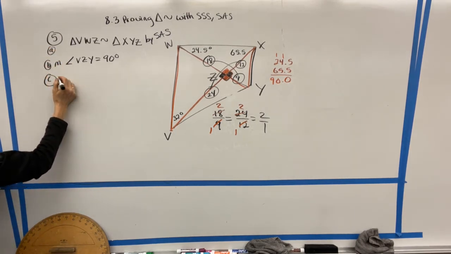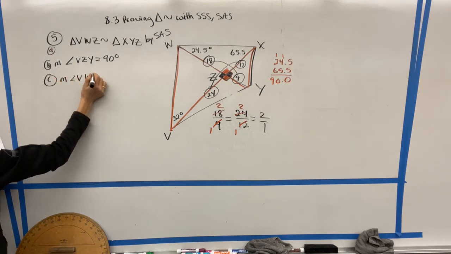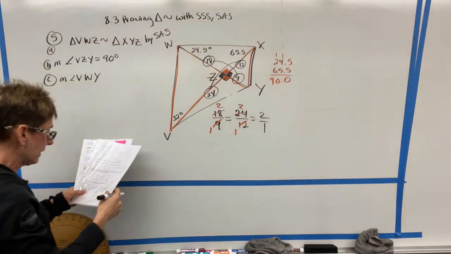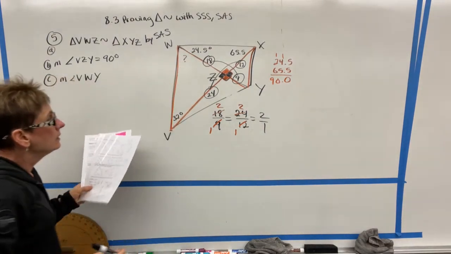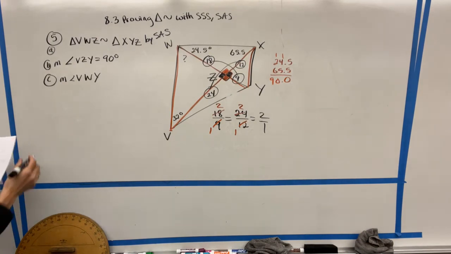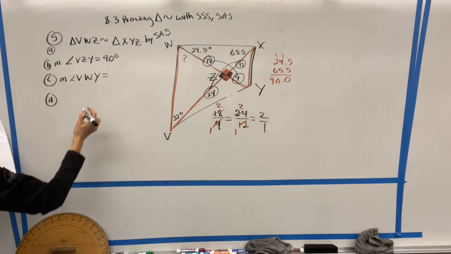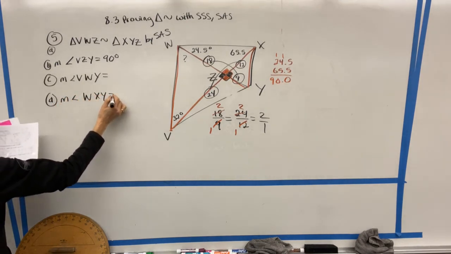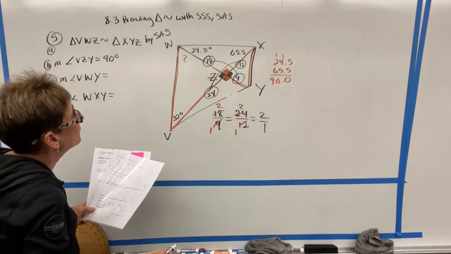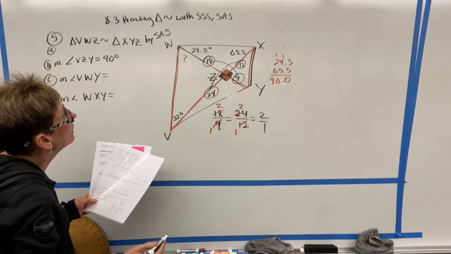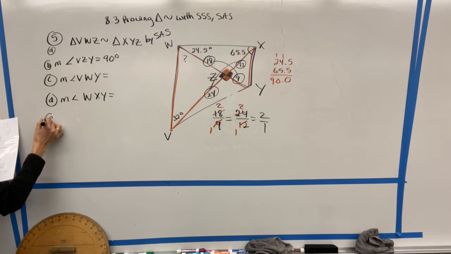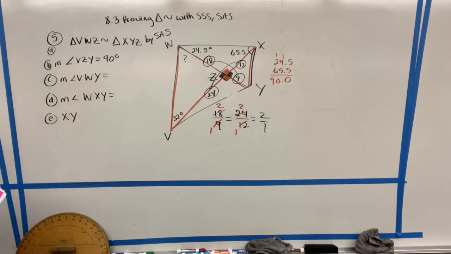Part C says to find the measure of angle VWY. So let's look at it. VWY. That would be this angle right here. And then the next one after that, let's write these all out. The next one after that is going to be to find the measure of angle WXY. So let's see here. WXY. That would be this entire angle there. And then the last part E, is asking us to find the length of XY.